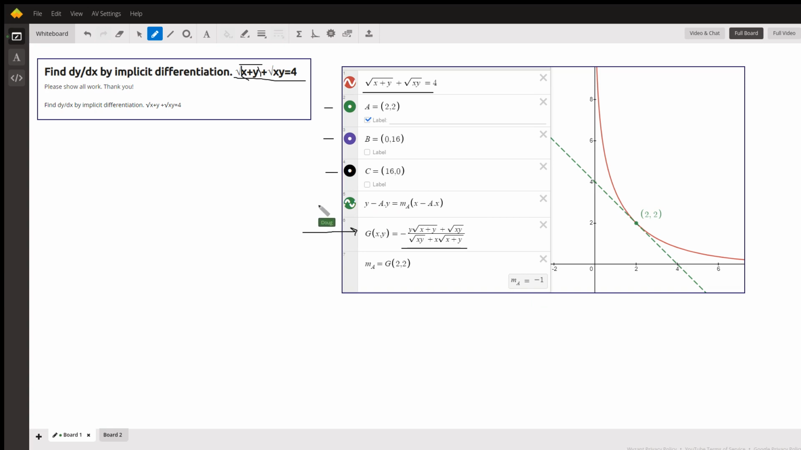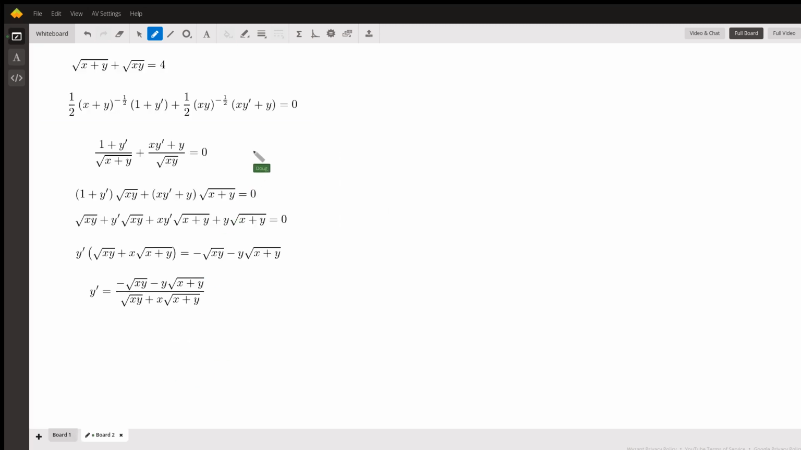And here's the equation of that tangent line. So based on this picture, it's looking like this indeed is the definition of y prime or dy dx. Now, how do we get to there?